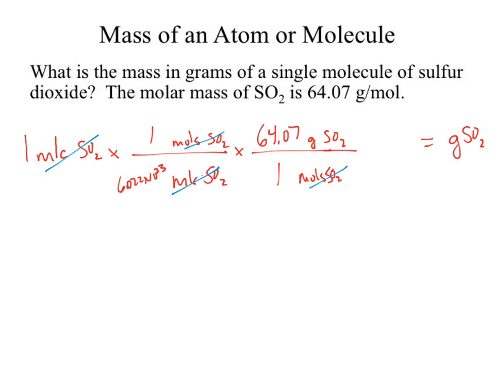So when I go through and do this, I get the answer of 1.06393, a bunch of other numbers, times 10 to the negative 22. See, I didn't do it right. And we can talk about why you didn't get it right in a second here.